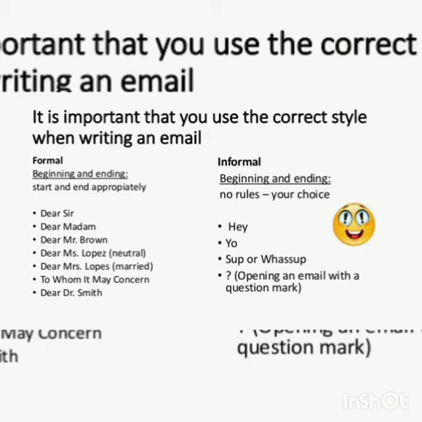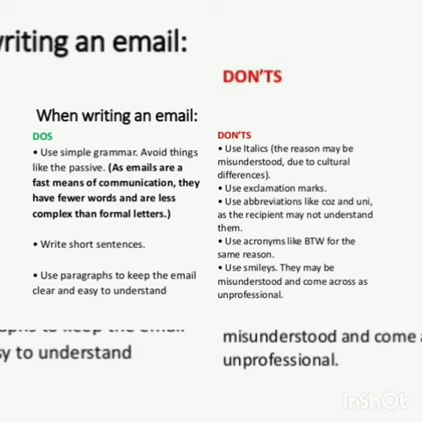Coming to the do's and don'ts of emails. In email, you should use only simple grammar and simple sentences. You should not use complicated sentences, and you should use only a limited number of words. It's exactly different from letter writing. Use only a few words which describe the content of the mail. Use paragraphs to keep the email clear. You can split the paragraphs for easy understanding. You should not use abbreviations, acronyms, smileys, and you should not write in capital letters. So these are the do's and don'ts.